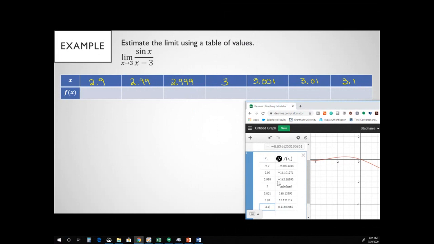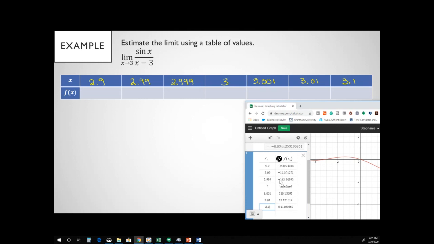So we're getting more and more negative if you're going from the left. But if you're going to the right, you can see as you get closer, it's going more and more positive. This is an indication that neither side matches. The left side's going negative, the right side's positive. So our limit here does not exist. And you can see that from the table of values because it suddenly switches signs.